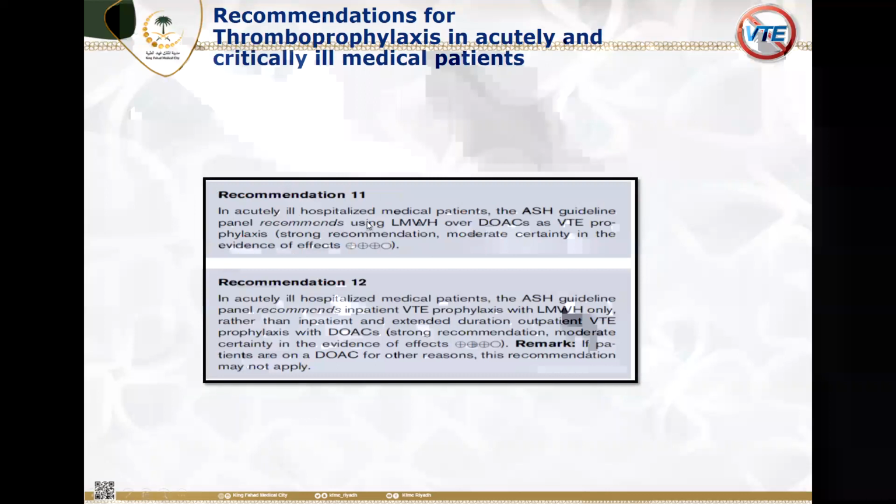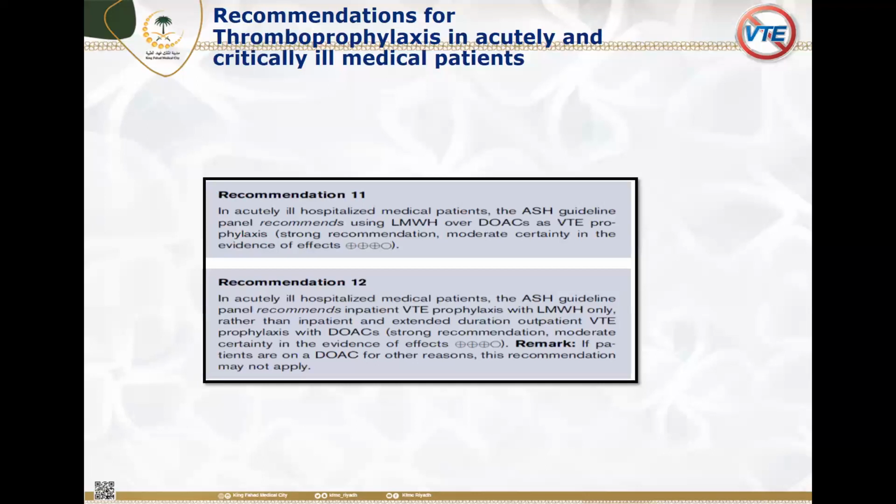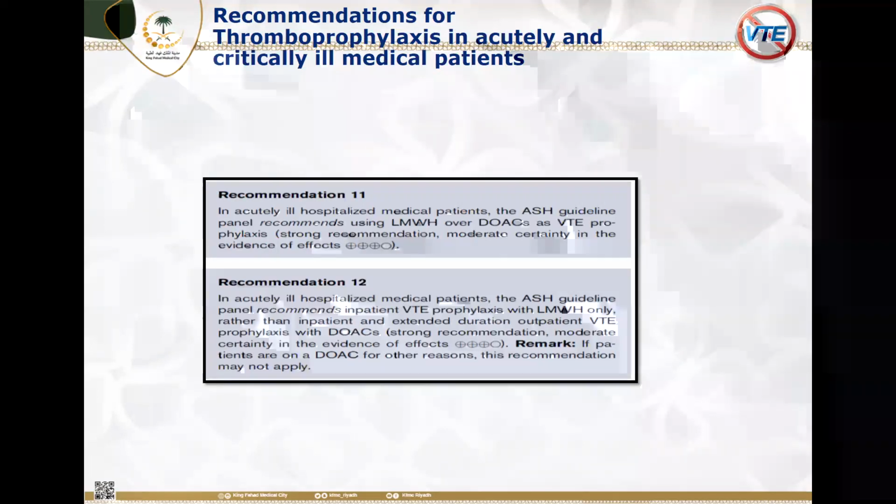Recommendation 11, in acutely ill hospitalized medical patient, the ASH guideline recommend using lumefantrine over DOACs, because also DOACs now approved by, not American Society of Hematology, by the American FDA. They approved DOACs for VTE prophylaxis. Here they are saying, and this really makes sense, that lumefantrine is favored or superior to DOACs as a VTE prophylaxis. This is for medical patient.